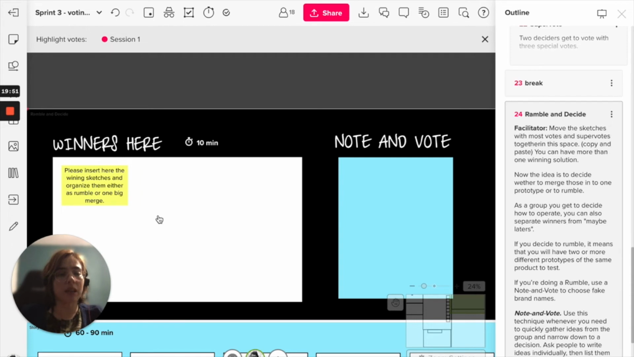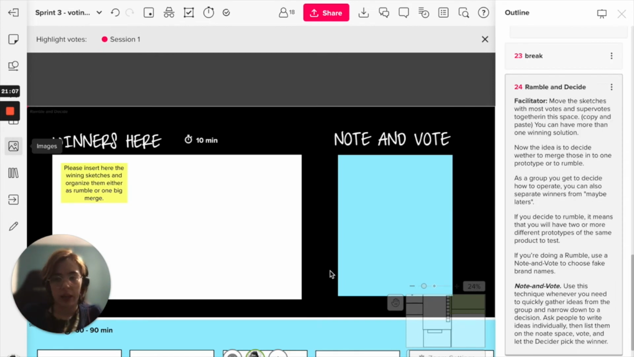So if you decide to rumble, it means that you have to prototype two or three different solutions. If you get to merge, you get to put all those ideas into one big solution. If you're doing a merge, then use the note and vote technique to pick a brand name, a fake brand name.